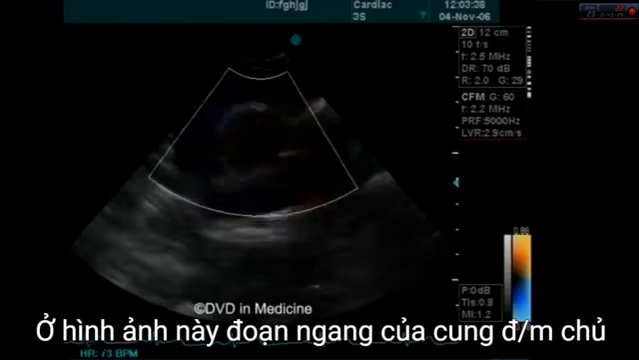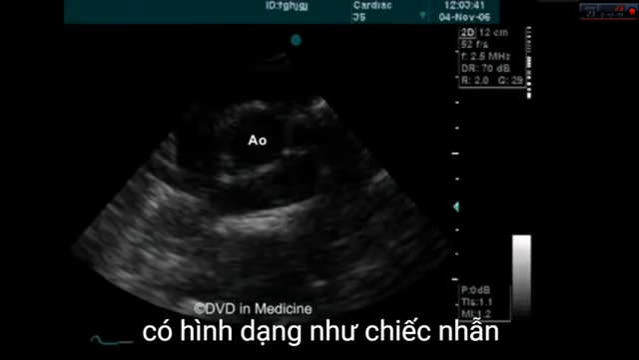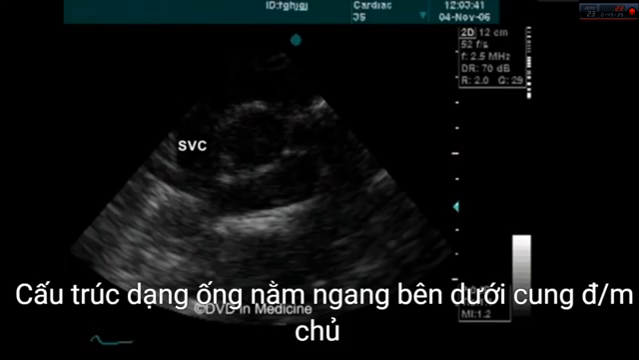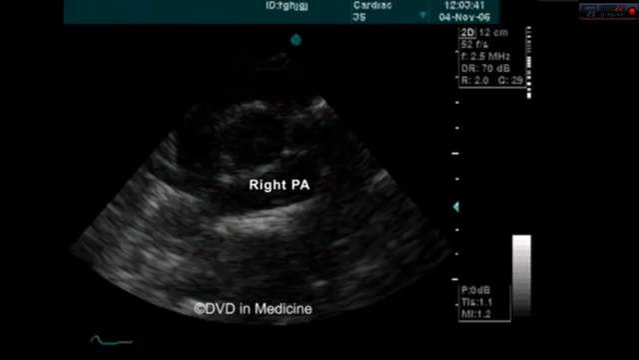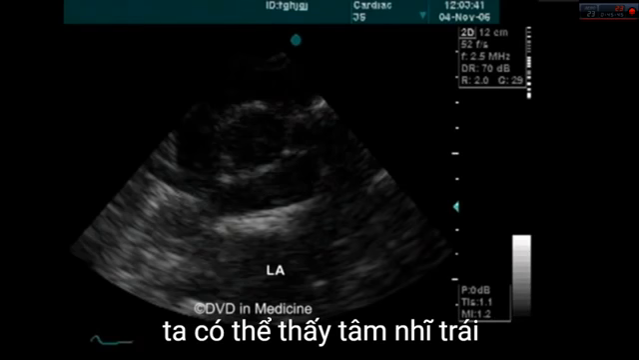In this image, a horizontal part of the aortic arch is shaped like a ring. To the left of the ring, one can see the superior vena cava. The horizontal tube-like structure under the aortic arch is the right pulmonary artery in long axis. Going deeper from the pulmonary artery, one can see the left atrium.